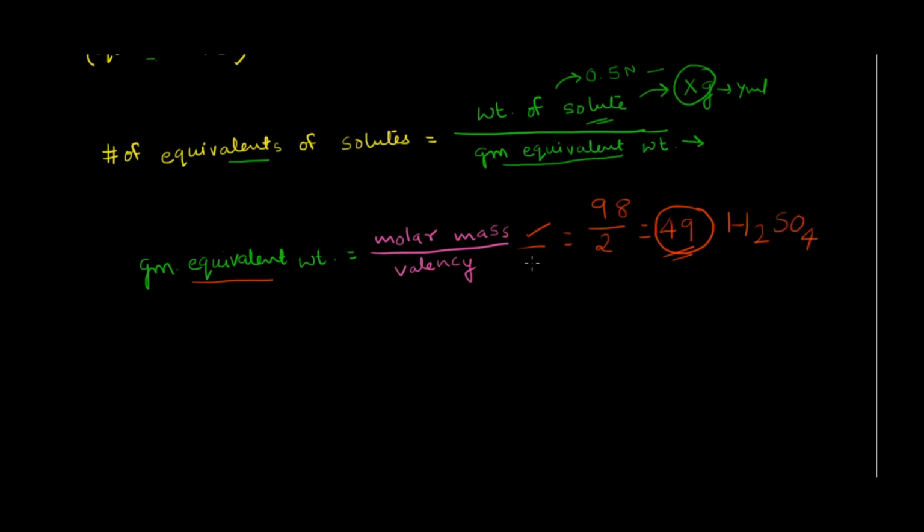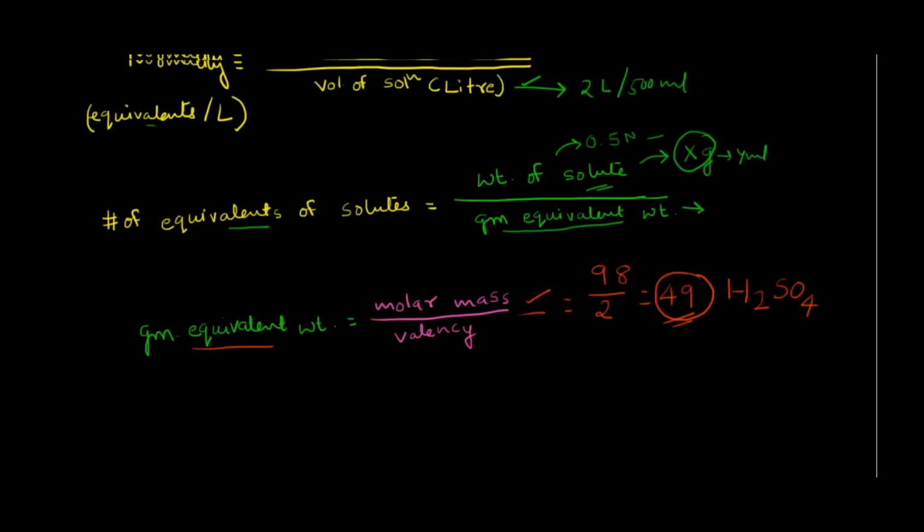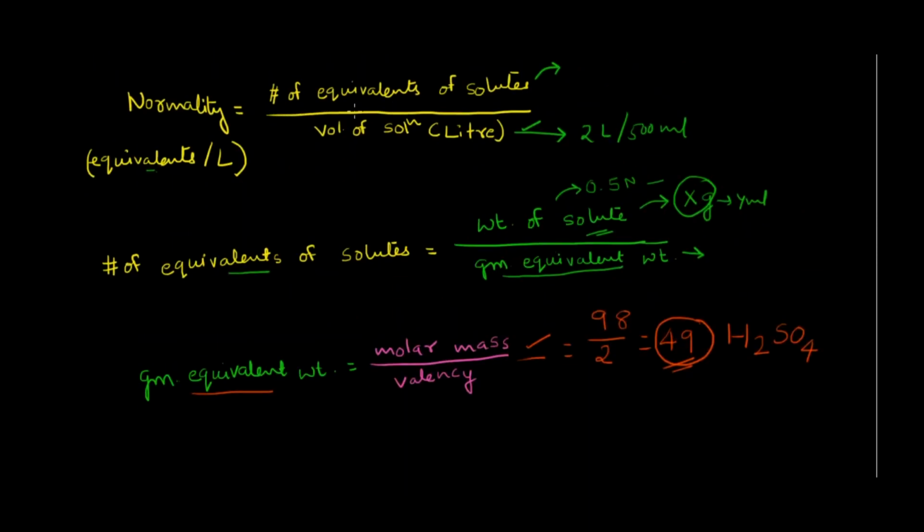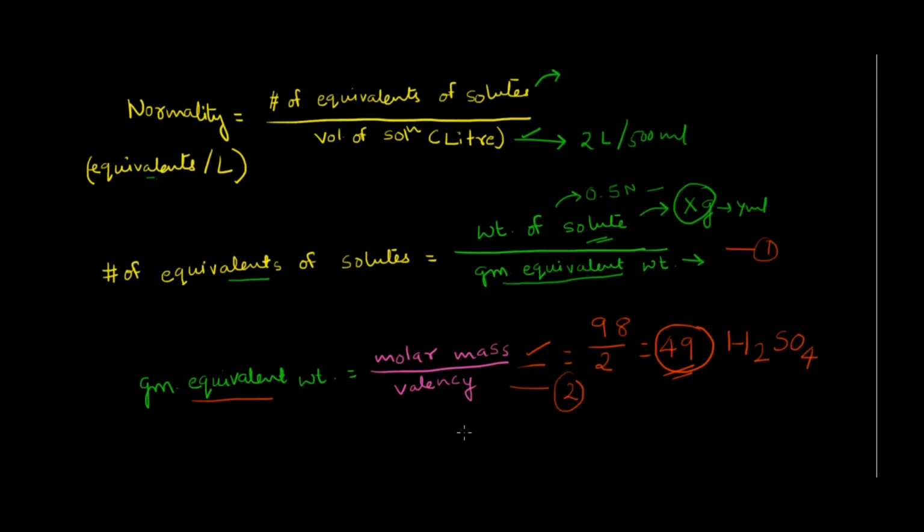Alright, gram equivalent weight is when you take molecular mass of a compound, divide that by the valency, you would get gram equivalent weight. So now I took this number of equivalent weights of solute, I simplified it and I got two different steps over here. Let's try to put all these together, because once we put all this together, we get the key formula of normality. So let's see how to do that.